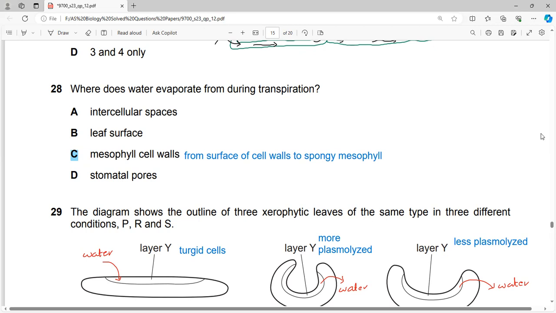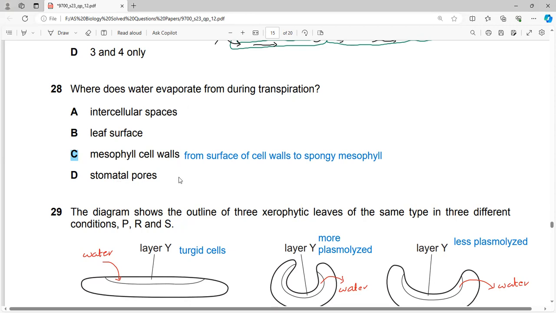So if the water is evaporating from the cell surface of a mesophyll cell wall, this is evaporation. What about the water moving through intercellular spaces? This is diffusion. Next is the leaf surface, which does not include that part of the evaporation, the terminology we use; it's not part of transpiration. Second, the stomatal pore. This is called transpiration by the diffusion process.